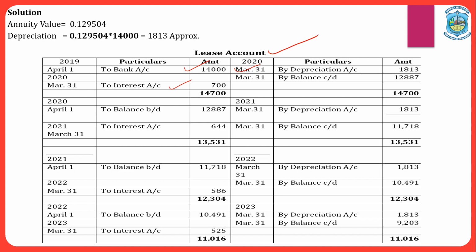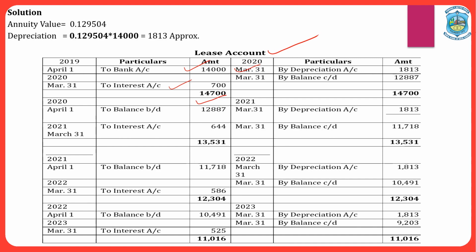Then comes the posting for the interest getting due. If rupees 14,000 we are investing on 1st April 2019, the rate of interest they have mentioned is 5%. So the amount of interest will be 14,000 at the rate of 5%. The amount of interest is 700. And when the interest is due, the entry is asset account debit to interest account. That is the reason in the debit side we have mentioned to interest 700.